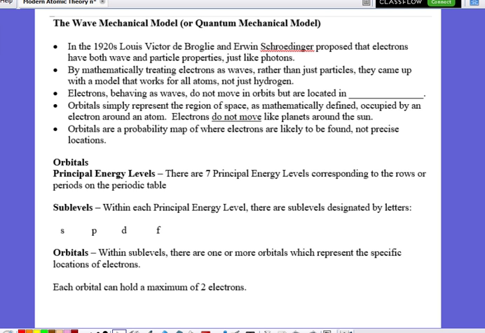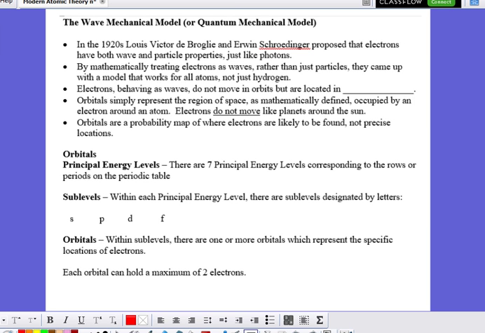Back to the words. So the wave mechanical model is the current model we use, or it's also called the quantum mechanical model. It is very math-based, and it describes electrons moving around as waves, but they're not in orbits. They are located in something called orbitals, and these are locations where we expect to see these electrons as they move around in these orbitals. And we're going to look at some pictures of orbitals in a second.